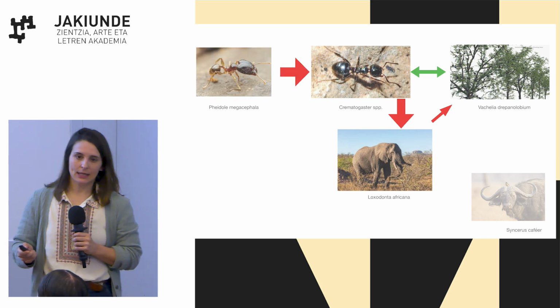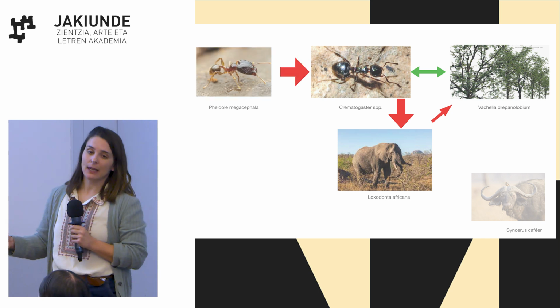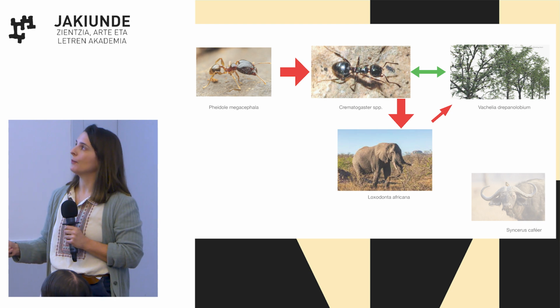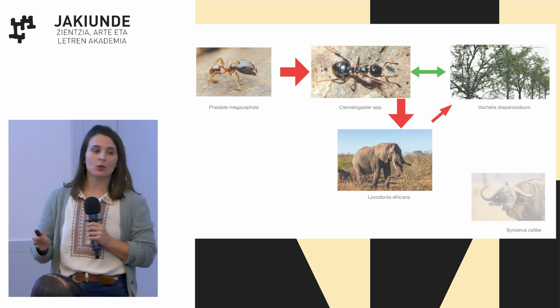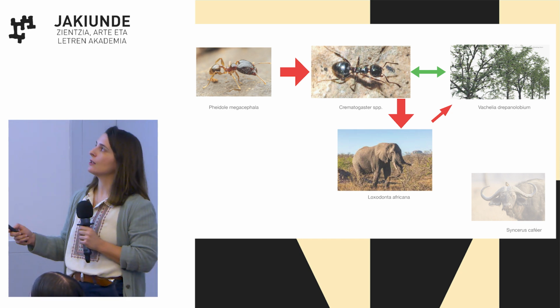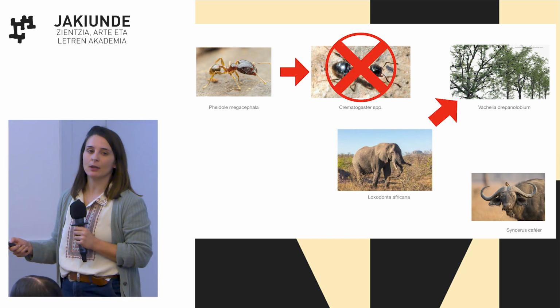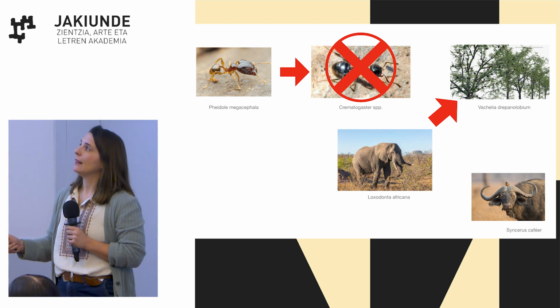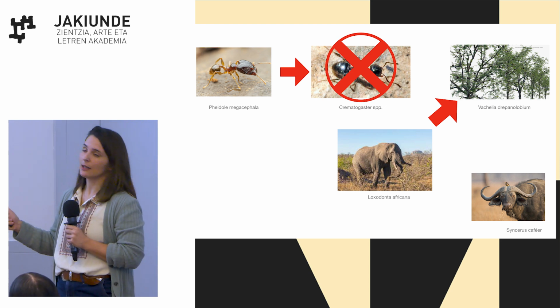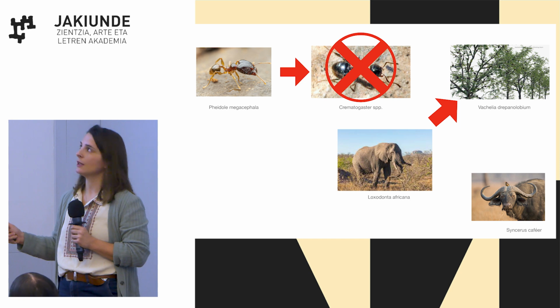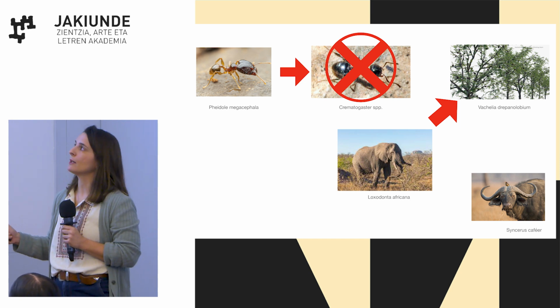But what happens is that this ant is an invasive species that comes from South Africa. And this ant kills this native ant, and it also consumes the larvae of this ant. So it's leading to the disappearance of this ant. And this ant does not protect the trees from the elephants. It doesn't have that kind of symbiotic relationship as the other one.